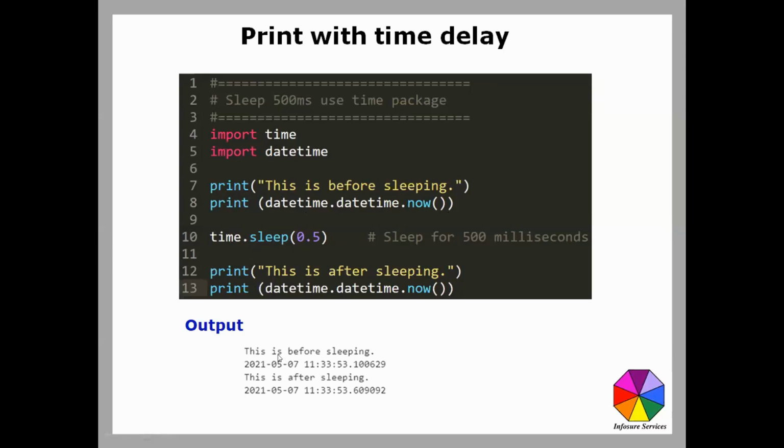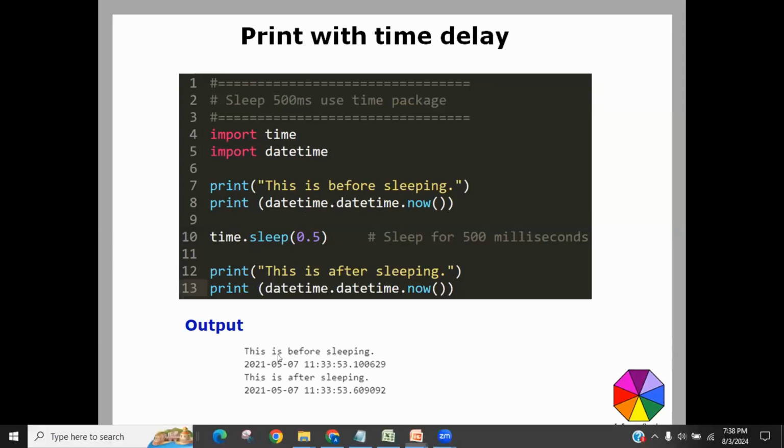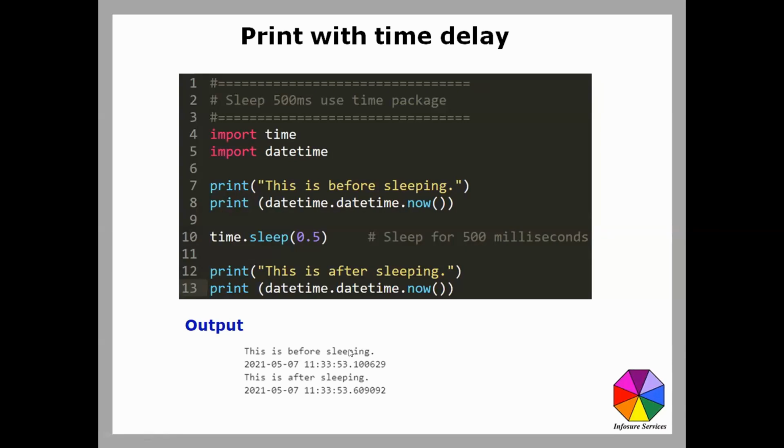It will print the time like that. And then after creating that delay, it will run line 13. It will again show what the time is. So between the first time you printed the time and this time, there is a half a second delay, or 500 milliseconds delay.